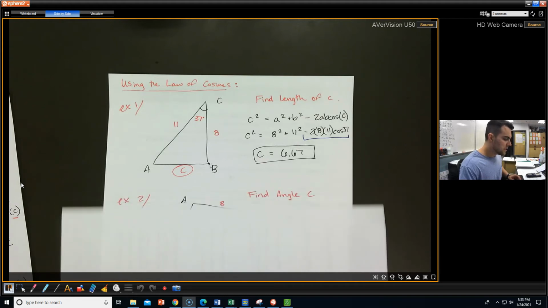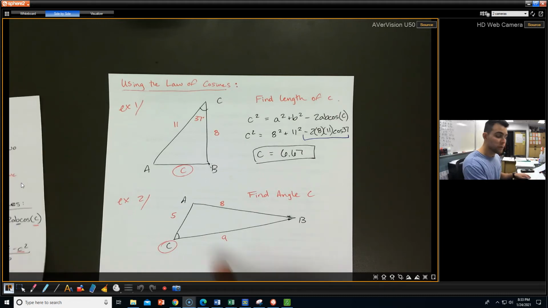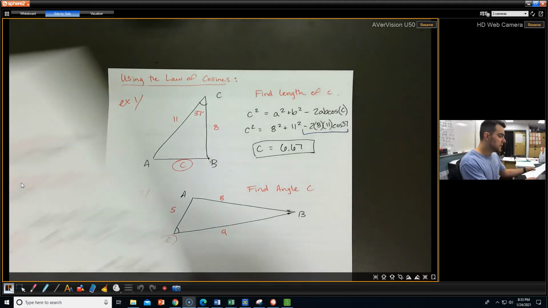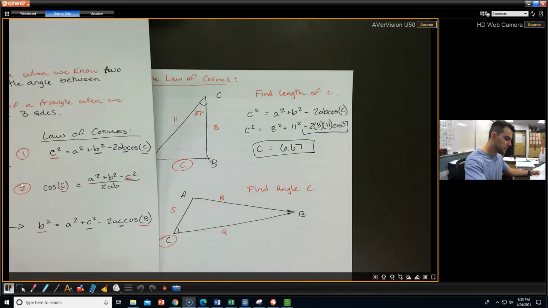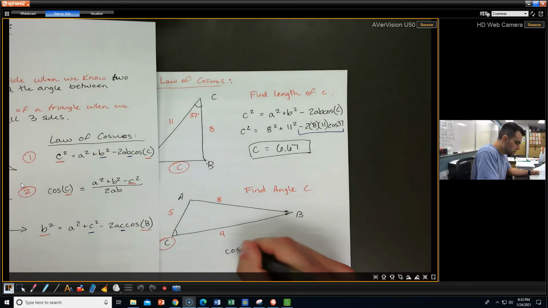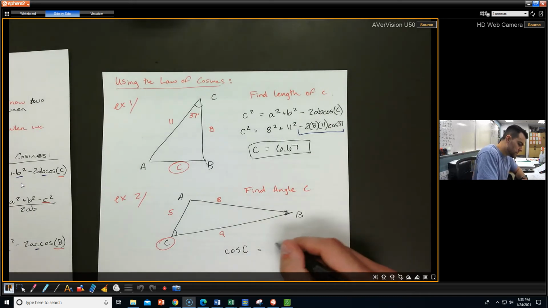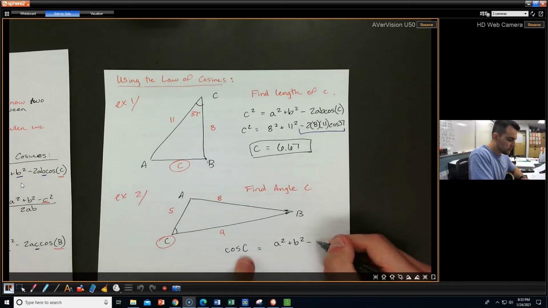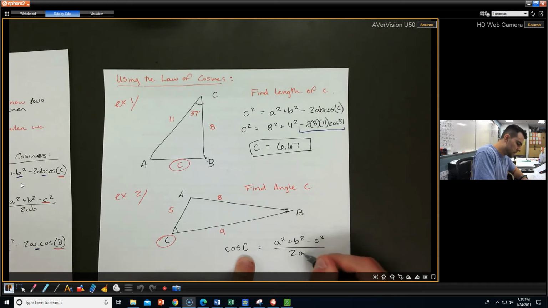Let's move on. Sometimes, this is the other instance when law of cosines is good: we have all the side lengths revealed, but none of the angles. This is when we actually want to use the alternative form. We're finding angle C. Let me write it down. Cosine C is going to be equal to A squared plus B squared minus the associated side length squared, divided by 2AB.